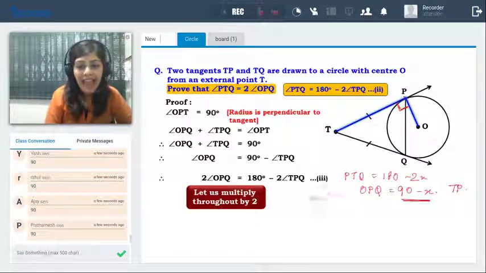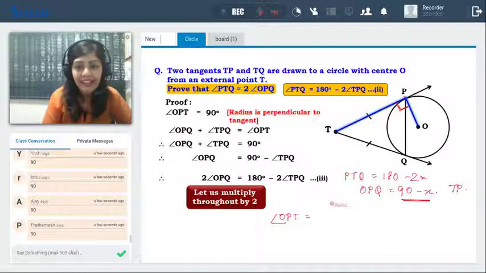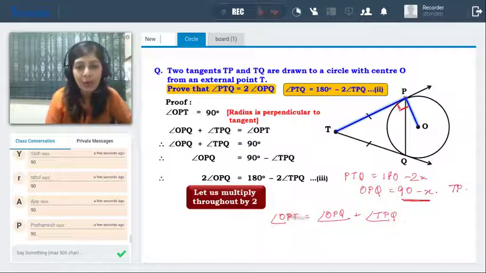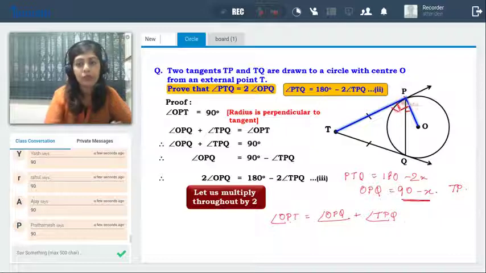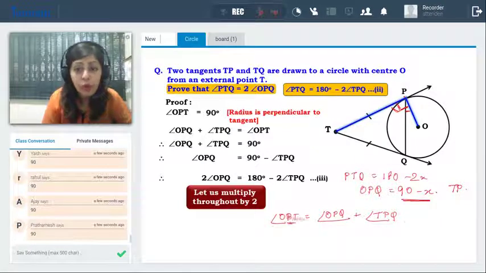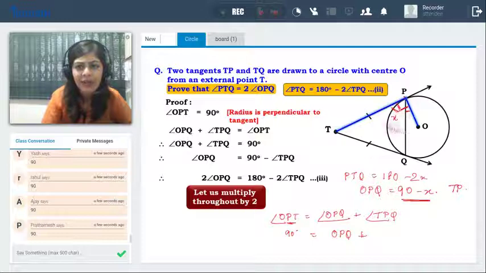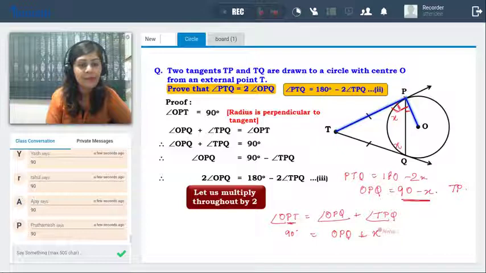Now students, pay attention. Angle OPT is 90 degrees, and it is also equal to angle OPQ plus angle TPQ. Yes, can I say angle OPT is the measure of angle OPQ plus TPQ, obviously. Now, OPT we know is 90 degrees. OPQ we need to find. And what is TPQ? We had just taken it as X, right? TPQ and TQP were X and X. So can I say TPQ is X?